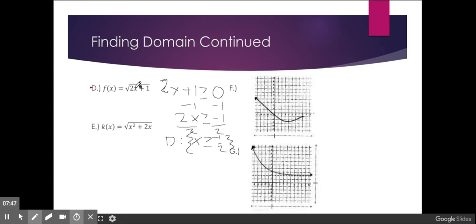If you plug in any x value that's greater than or equal to -1/2, you will not get a negative under your square root. And that's my final answer.